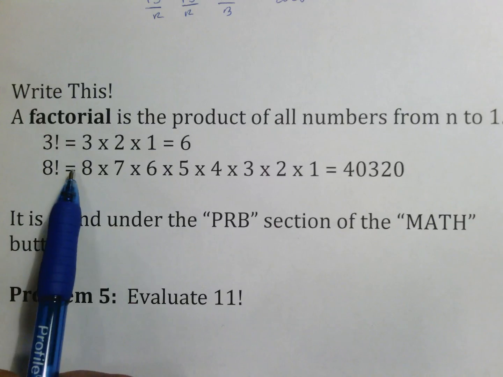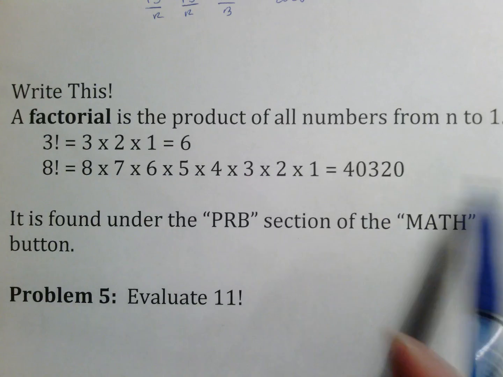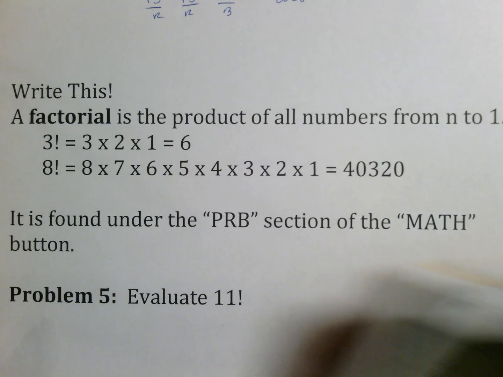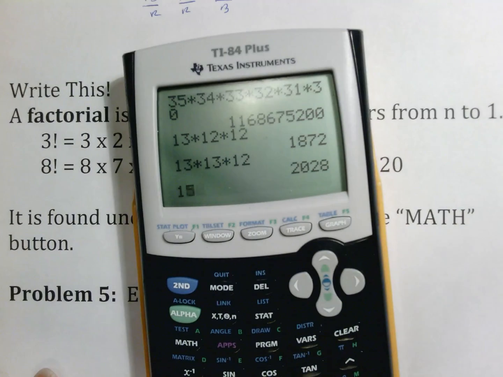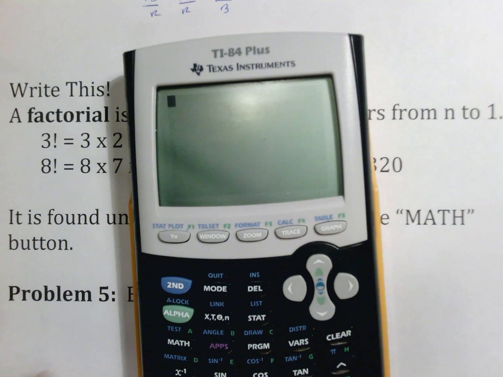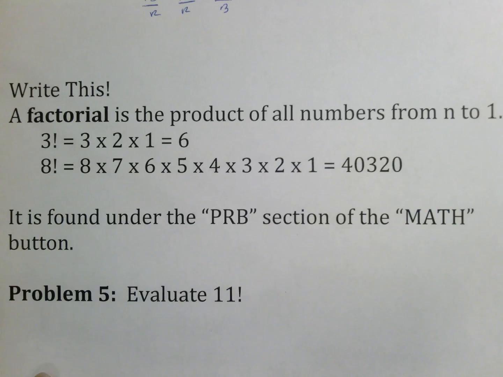8 factorial is 8 times 7 times 6 times 5 times 4 times 3 times 2 times 1, which is 40,320. I do not think that we would like to find something like 15 factorial, because 15 factorial means I have to do 15 times 14 times 13 times 12. Notice how many buttons we have to push. There has to be an easier way for that, which is why you need to make sure you have this written in your notes.